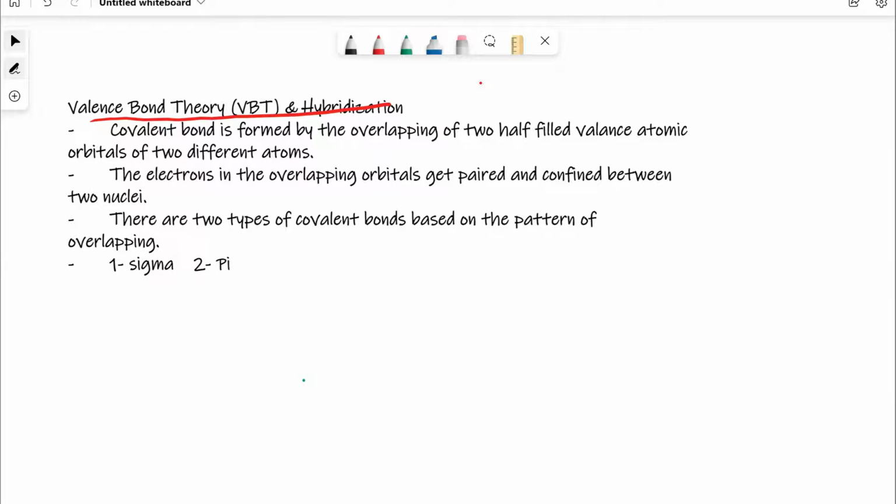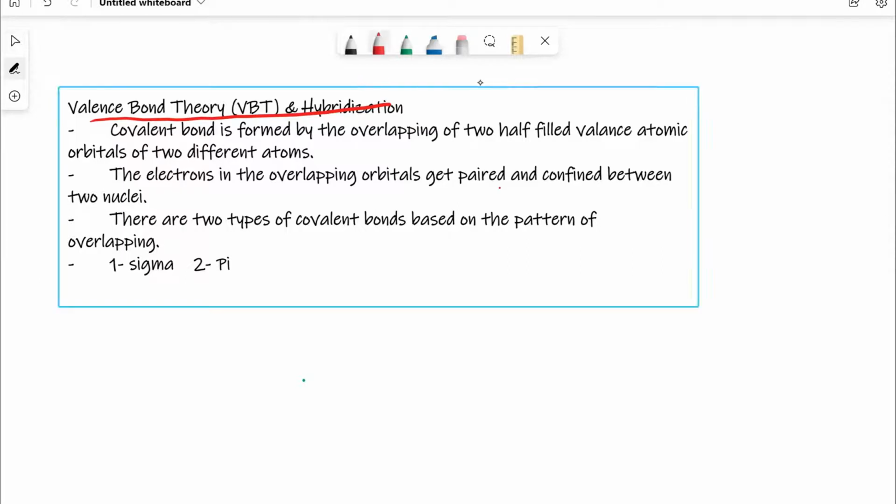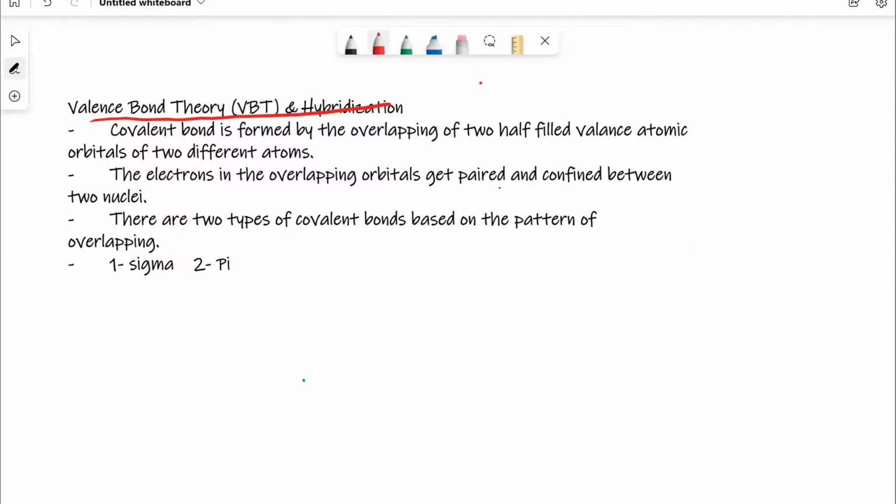2 orbitals, each of them half full. They get filled, they get paired through what? Overlapping and forming a bond. So in this regard, the electrons in the overlapping orbitals get paired and confined between 2 nuclei. Now, this is a key point. There are 2 types of covalent bonding. How is that possible? This is where I'm going to show you.